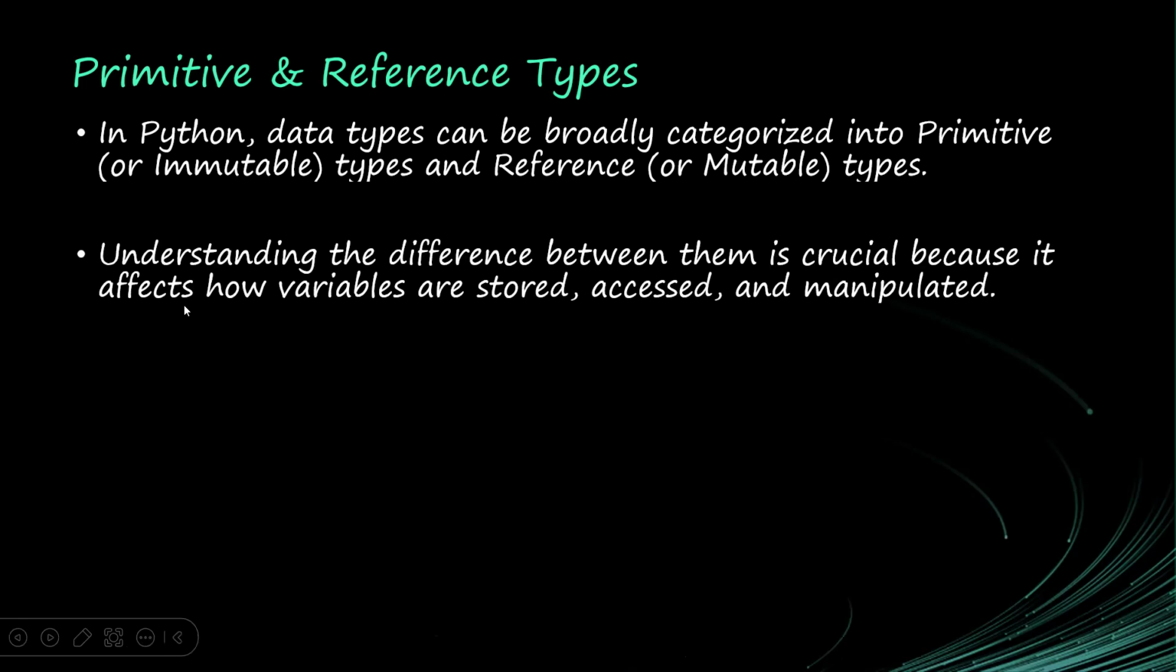When you understand the difference between the primitive and the reference types, it is very crucial because it affects how variables are stored, accessed, and manipulated. So when you understand the difference, you're going to understand all the variables that you're creating when you're manipulating data. You will understand the effects all those things you're doing have on them.